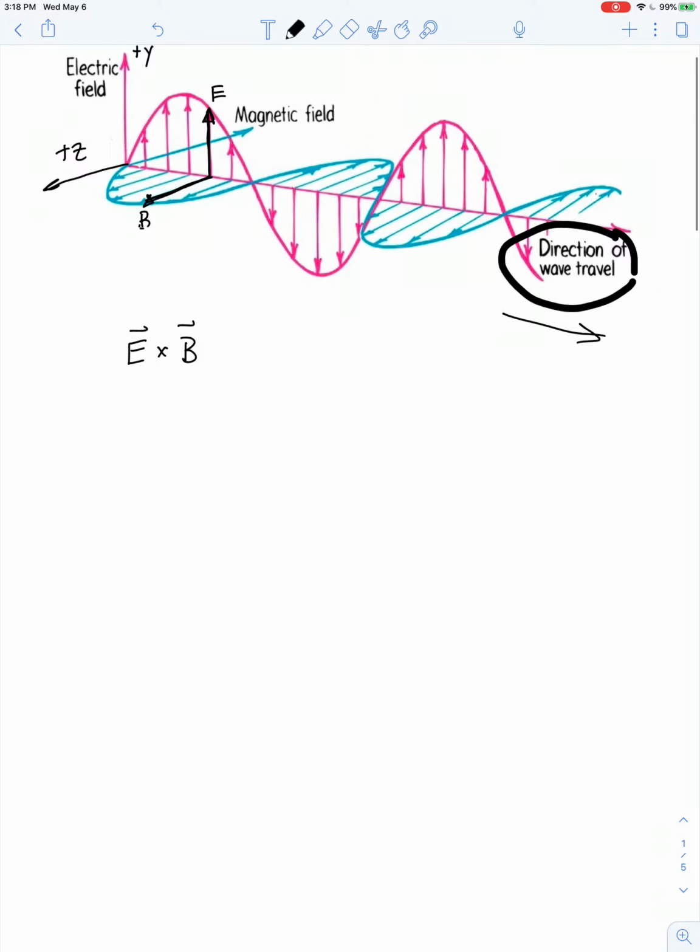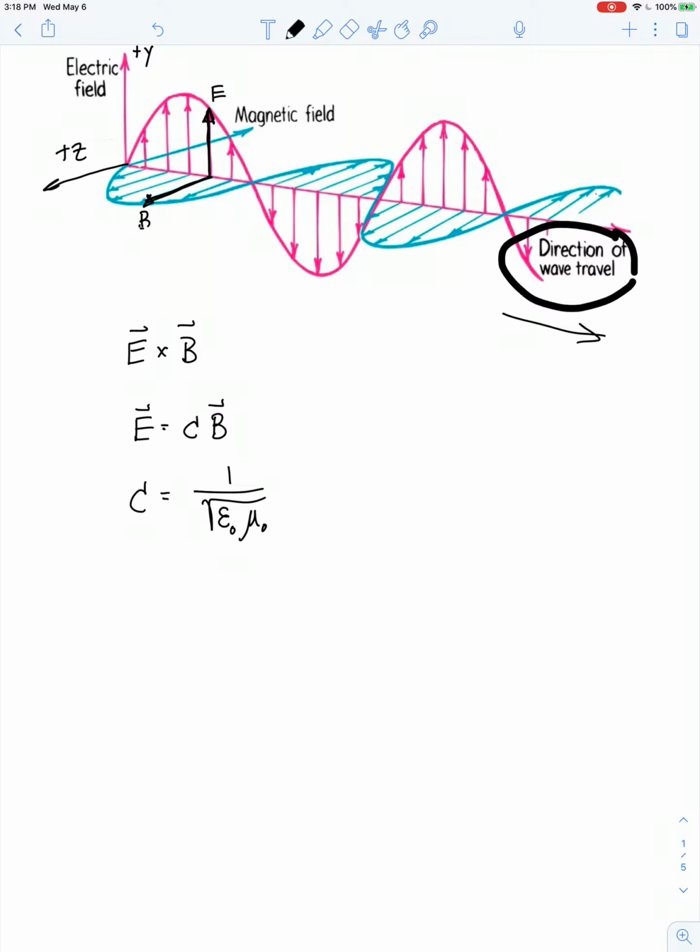We also know that the magnitude of the electric field is equal to the speed of light multiplied by the magnitude of the magnetic field. So the number of volts per meter is always a much larger number than the number of Teslas associated with the electromagnetic radiation. And we also know that the speed of light is equal to 1 divided by the square root of the product of permittivity and permeability.